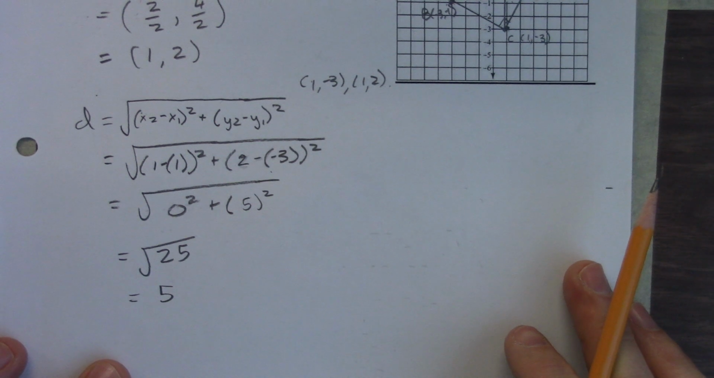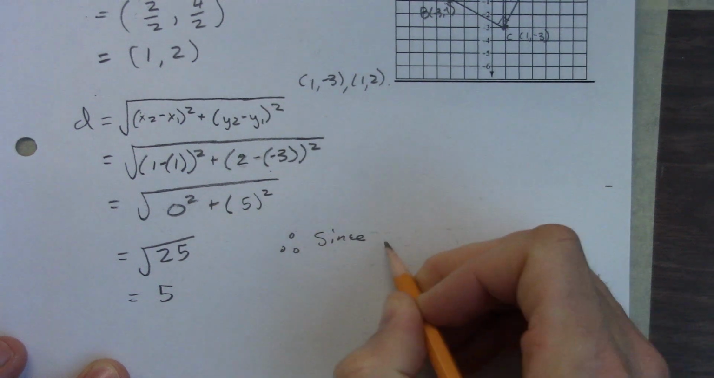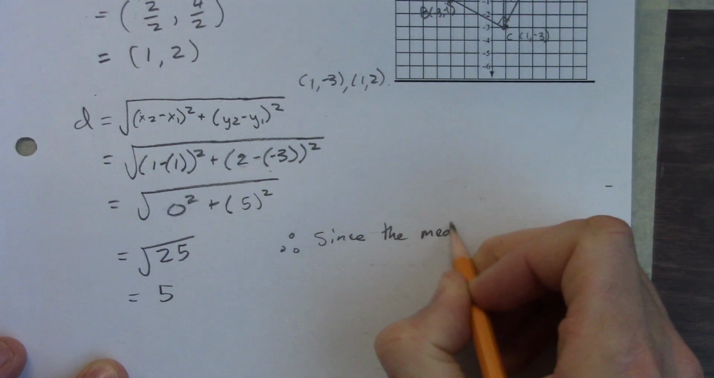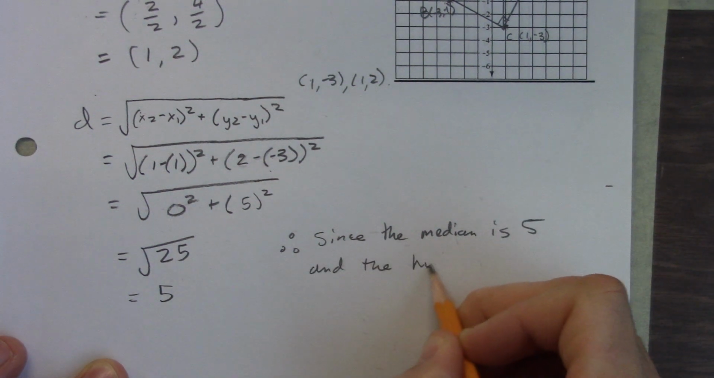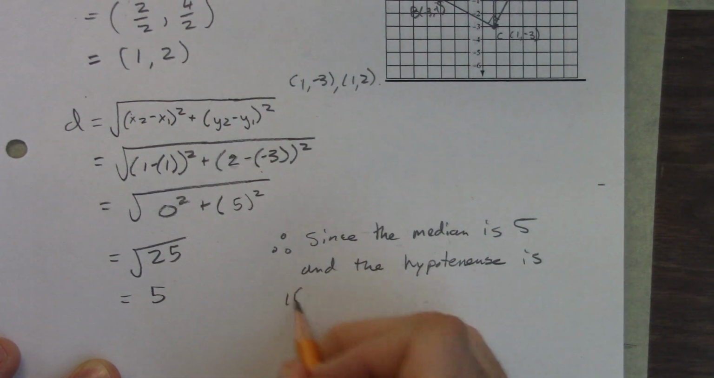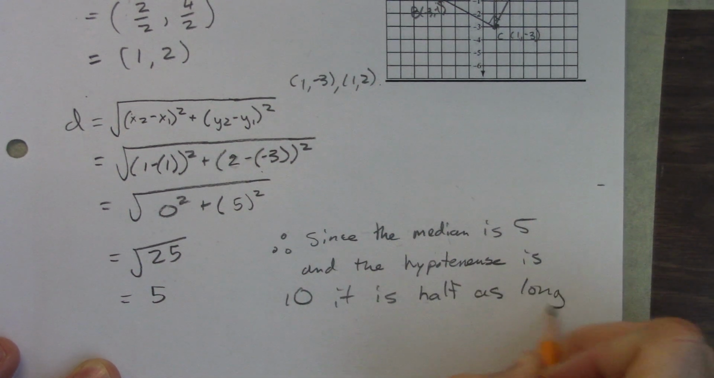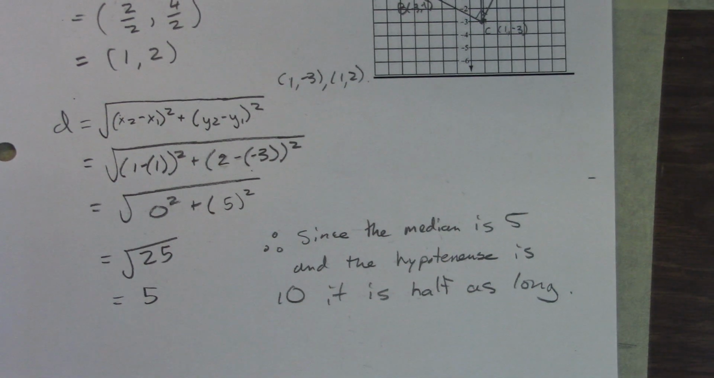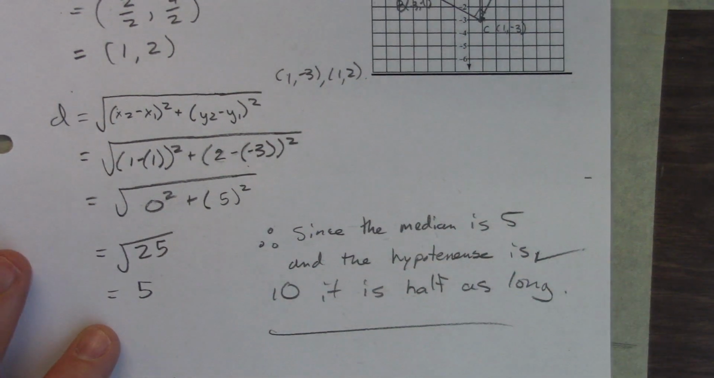Okay, so therefore, since the median is 5 and the hypotenuse is 10, it is half as long. Sometimes it feels almost comical stating the answer, does it not? Because it's so silly. You just solved it. But that's still a mark for writing that. So don't not write it in a word problem.